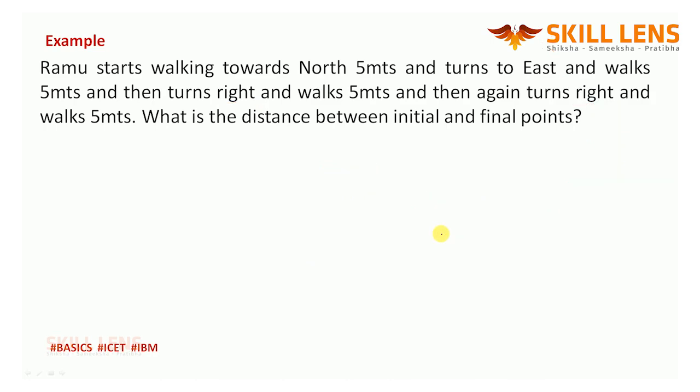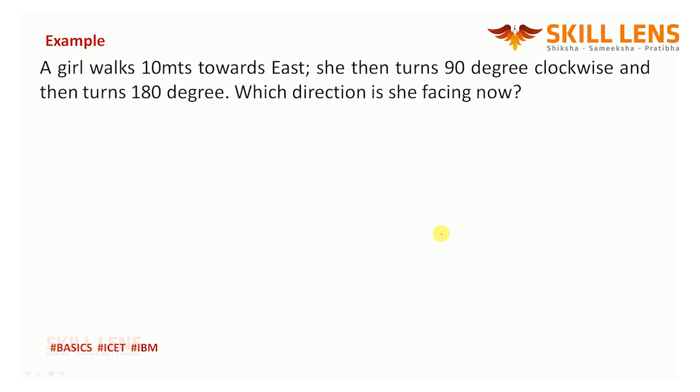So these types of questions have been asked in ICET and IBM. Hope everybody understood this particular question. Let's try to understand the next question. A girl walks 10 meters towards east. Okay, 10 meters towards east, because this is the east direction.